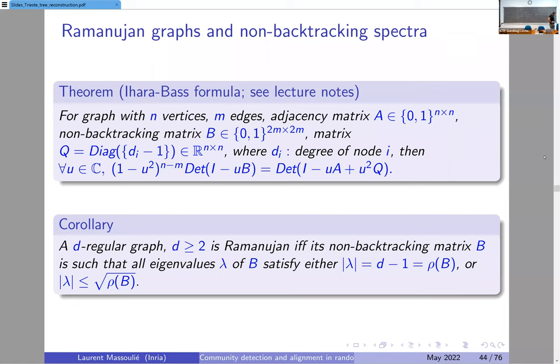Okay, and so this quantity, if you scale it up by 1 minus u squared to the power of the number of nodes n minus the number of edges m in your graph, then this is the determinant of an n by n matrix. So you've gone from computing the determinant of a matrix of size twice the number of edges to the determinant of a matrix whose size is the number of nodes instead. And so the n-dimensional matrix on the right-hand side is the identity minus u times the adjacency matrix plus u squared times a diagonal matrix Q, whose entries correspond to the degrees of the nodes in the graph minus one. So the entry at the i-th place on the diagonal is d_i minus one, where d_i is the degree of node i in your graph. So you have this relationship.